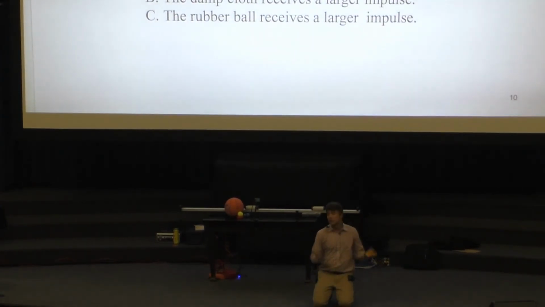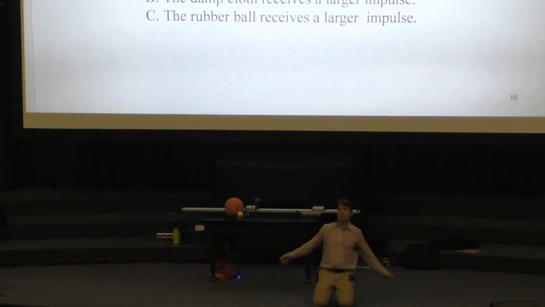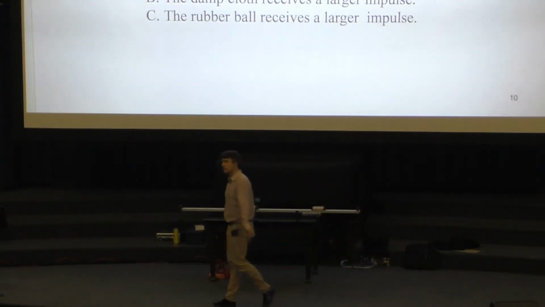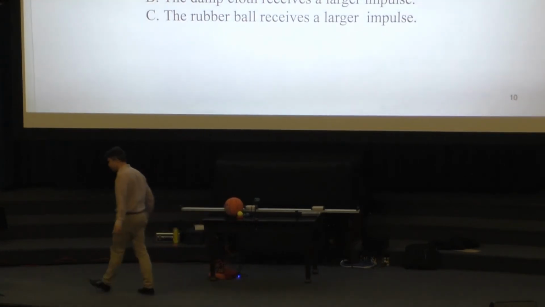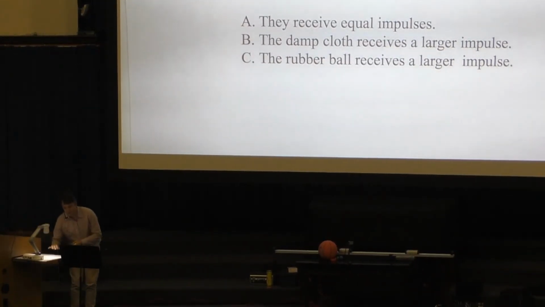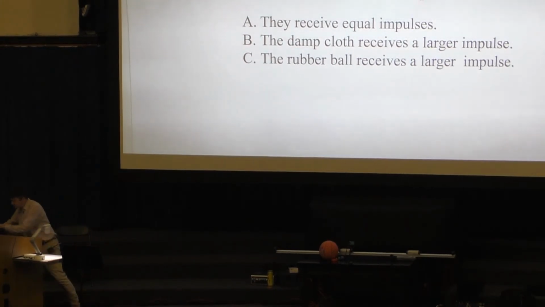So, do they receive the same impulse from the floor, or does the ball get a bigger impulse, or does the damp cloth get a bigger impulse? I'll give you a minute to think about that and click in. Okay, it stopped. So, answer is C.